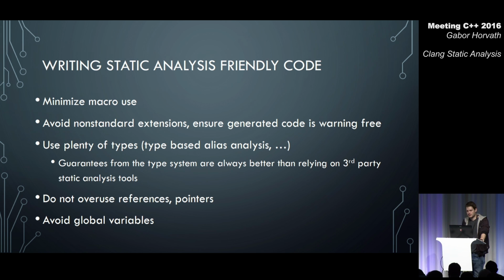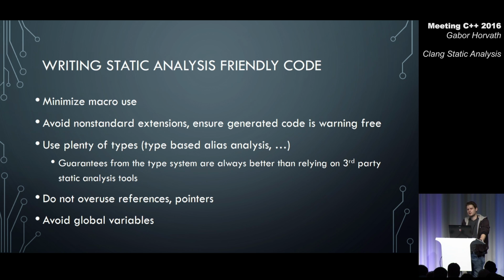You should avoid non-standard extensions because some tools do not support them. And your first line of defense is always the compiler. So the first step to being static analysis friendly is to fix the compiler warnings. It is good if you have a type-rich program. Using a type-rich programming style can also help the compiler produce code that is more performant. For example, type-based alias analysis can help the compiler generate faster code.